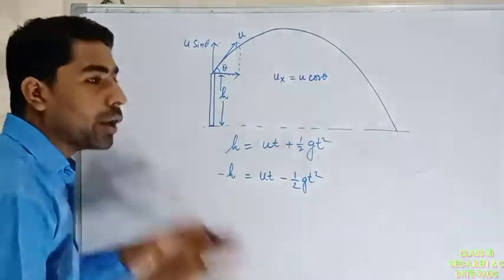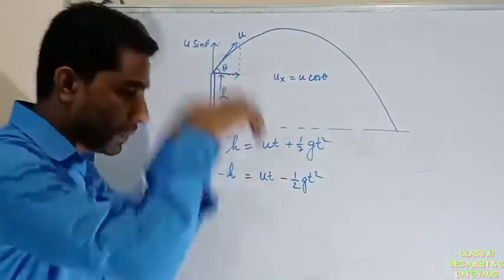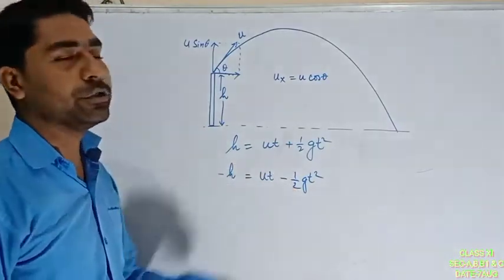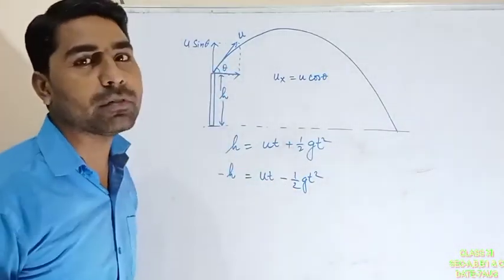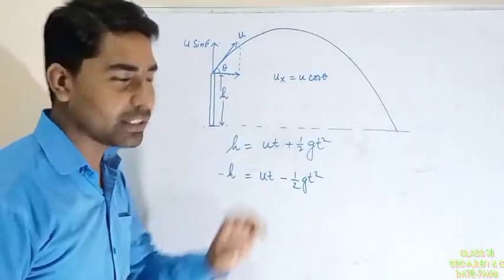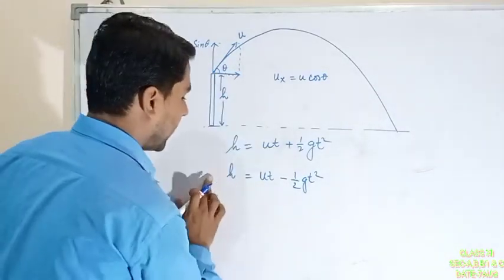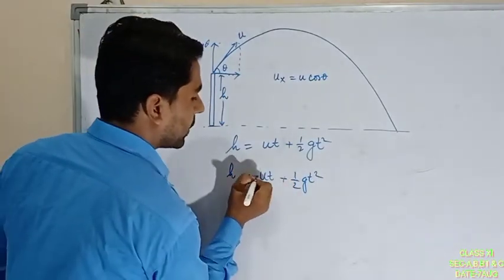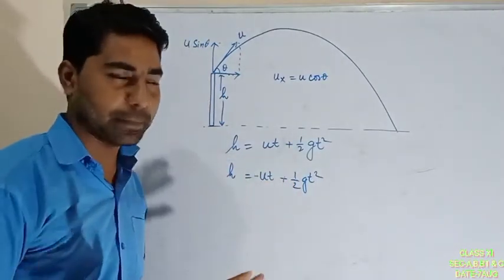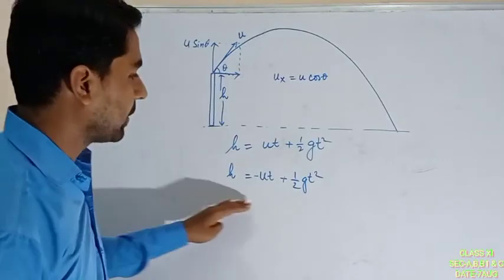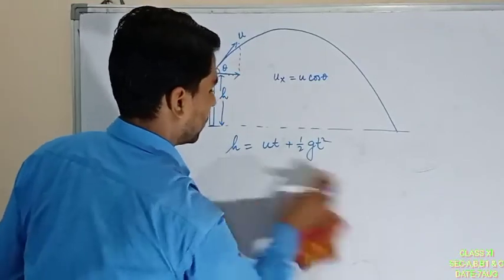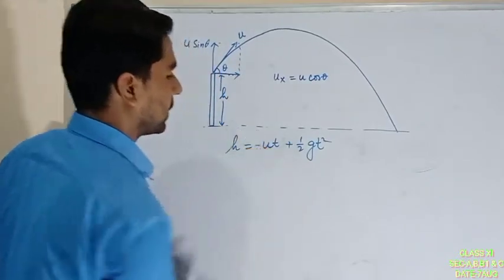Or you can take the height, the displacement, positive. So the acceleration due to gravity positive. Only one thing will be negative, that will be what? The velocity. So the easy way is this: take h positive, take the value of acceleration due to gravity positive, only put negative for the velocity. Now we have taken one equation that we are going to follow. So I am just writing here with the negative sign.